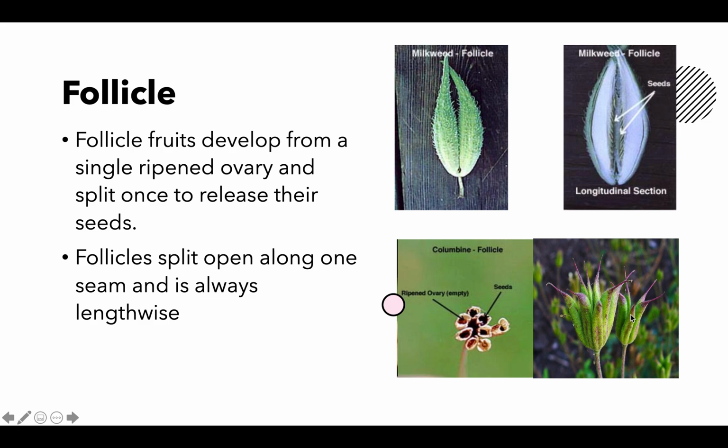Next we have the follicle. Follicle fruits develop from a single ripened ovary and split once to release their seeds. Unlike legumes that split along two edges of the carpel, follicles split open along one seam. And the cut or the split is always lengthwise along one edge of the carpel. Follicles may occur singly as that of the milkweed or in clusters such as that of the columbine.